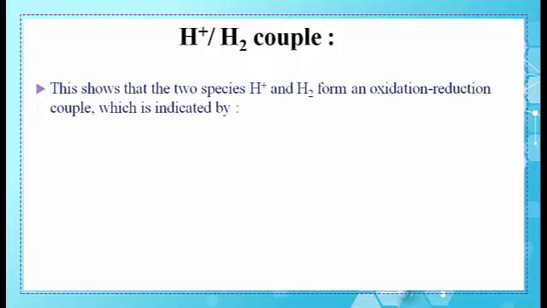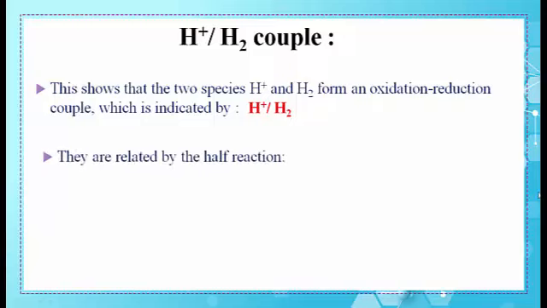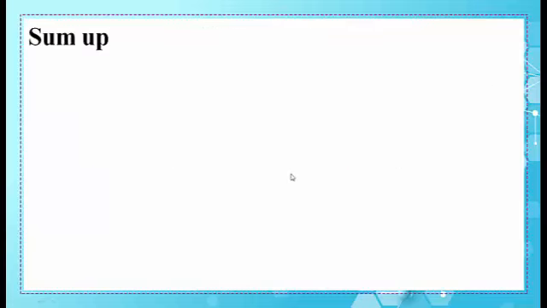What does this show? This shows that the two species H+ and H2 form an oxidation reduction couple which is indicated by H+/H2. Since H+ undergoes reduction to form H2 and H2 undergoes oxidation to form H+, they are related by the half reaction: 2H+ gains 2 electrons to give H2, or H2 loses 2 electrons to give H+.